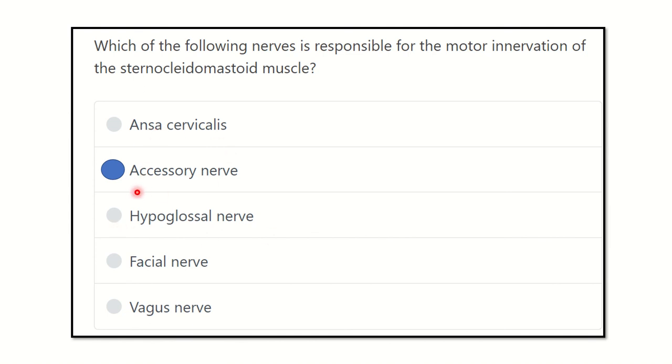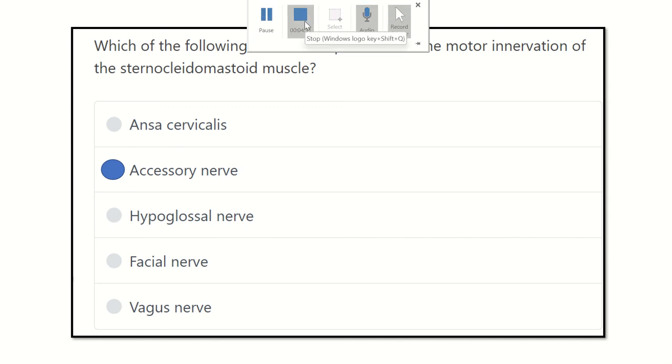So our final answer is the spinal accessory nerve. It supplies the sternocleidomastoid muscle and the trapezius muscle.